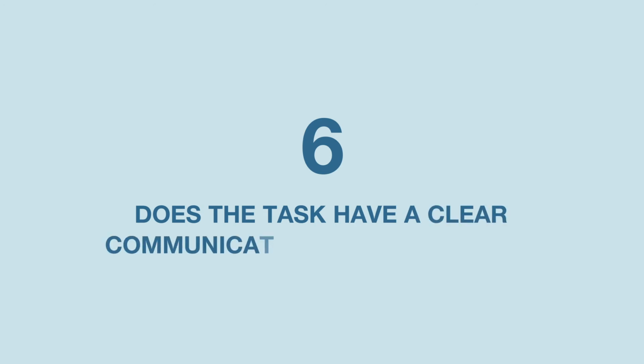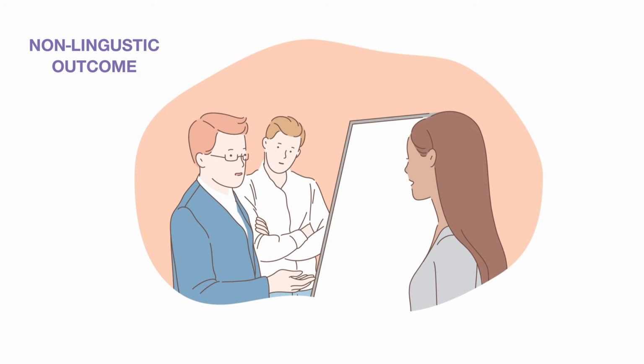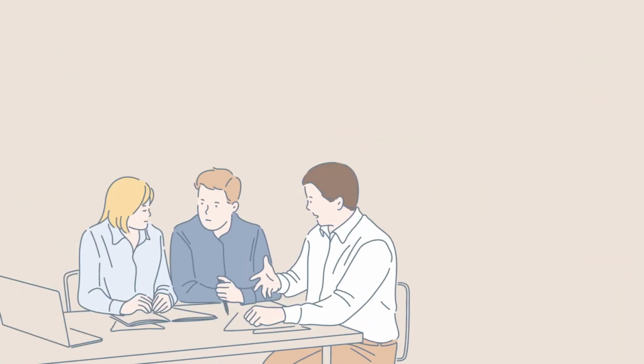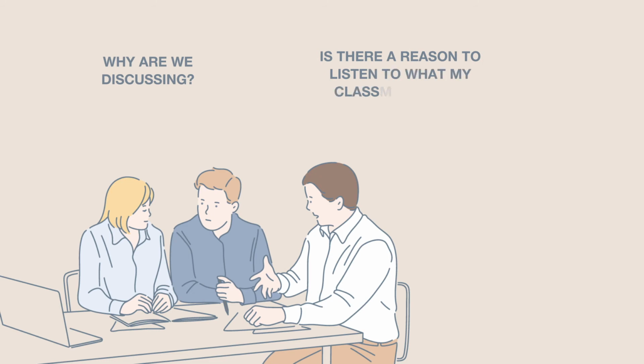Question 6. Does the task have a clear communicative goal or outcome? A task has a non-linguistic outcome which serves as the goal of the activity for the learners and which indicates when this is completed. Textbook activities may give learners topics to discuss, but is there a clear purpose to the discussion beyond simply practicing language? Is there a reason to listen to what classmates say?